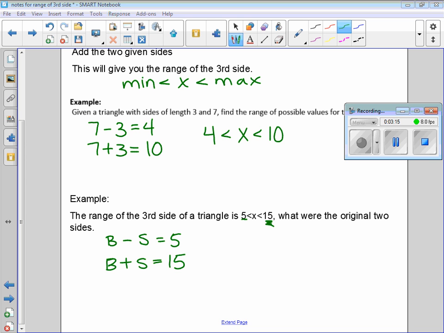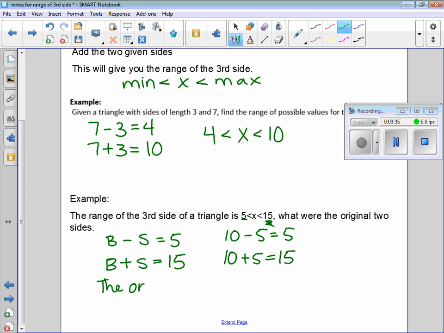So now I'm going to try 10 and 5. So I'm going to use 10 minus 5. That equals 5. Then I go to my second one, and 10 plus 5 equals 15. So the original two sides of the triangle are 10 and 5.